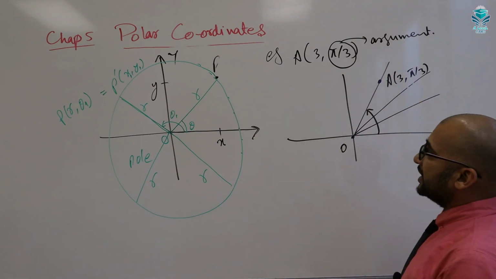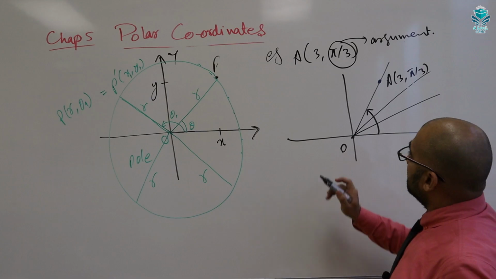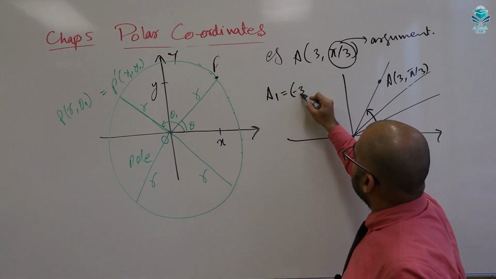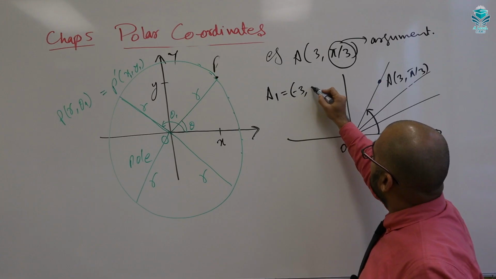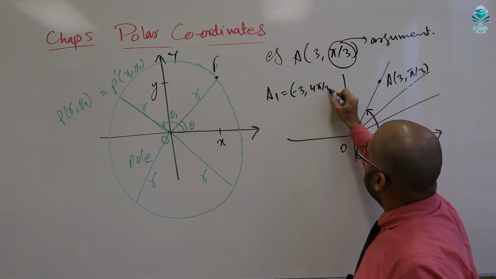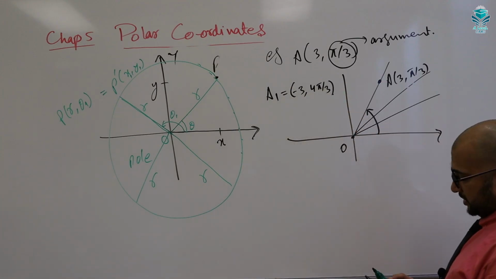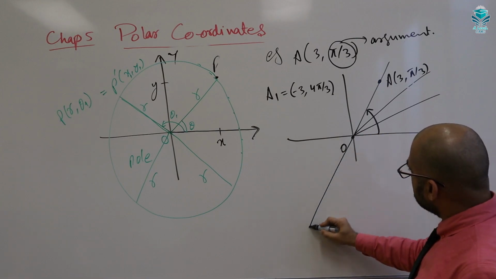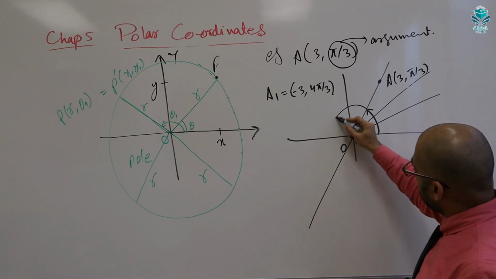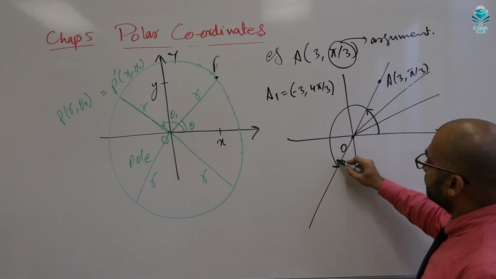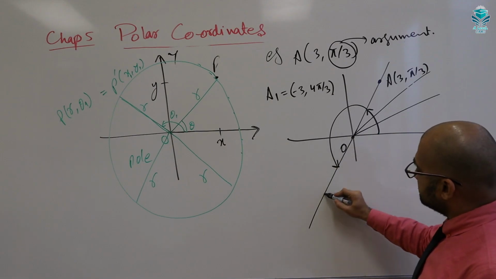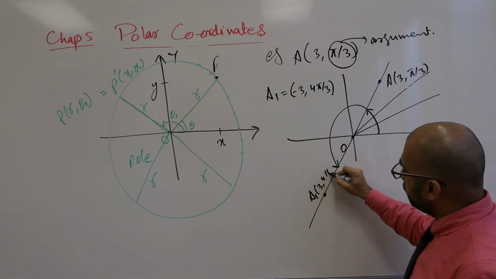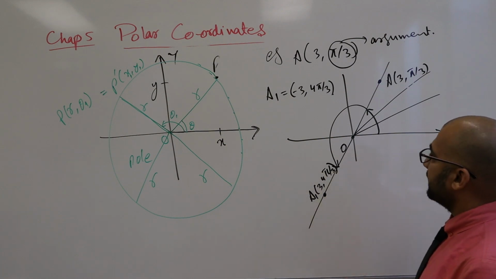So students, let's say we have another point A1 with (minus 3, 4 pi by 3). You can see that this angle will lie over this one. When you add pi from here, you will be at this position and the distance is 3. So A1 is (3, 4 pi by 3).